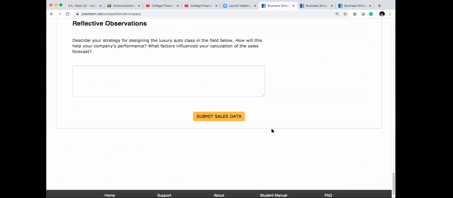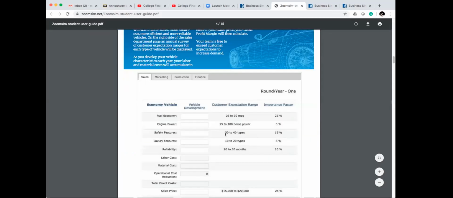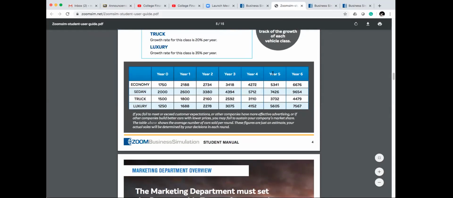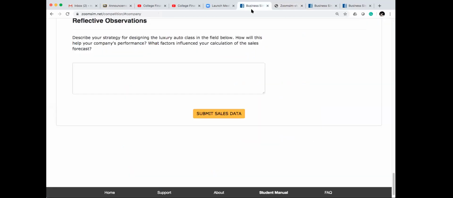Always, forecasting is difficult. I like to use the student manual to see what the demand will be. If everything was equal, this is what the demand should be for this year. So if I feel my cars are better, I may want to forecast higher than the average. If I feel my cars aren't as good, I might forecast below the average. But that's sort of my point of reference.